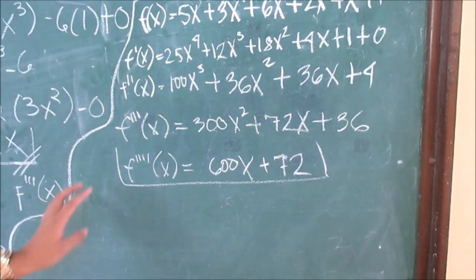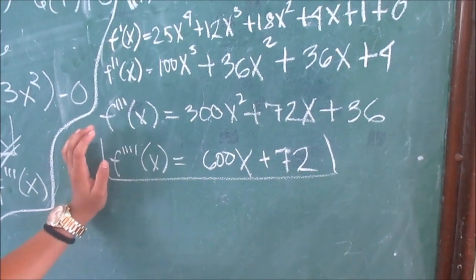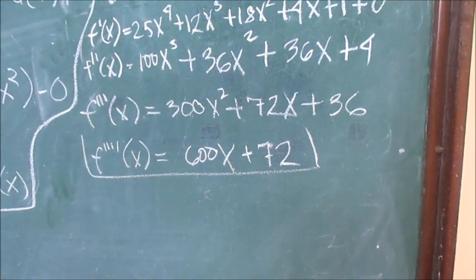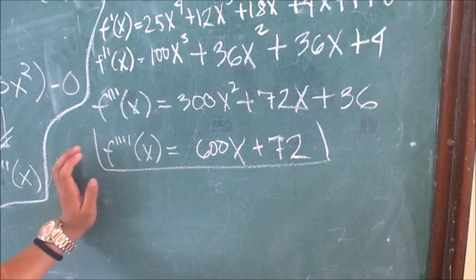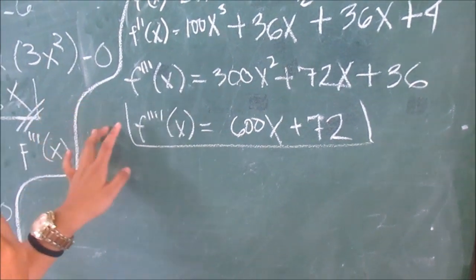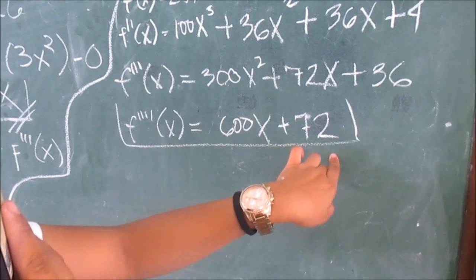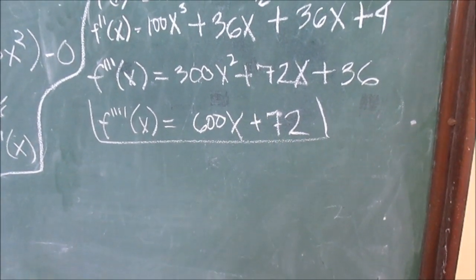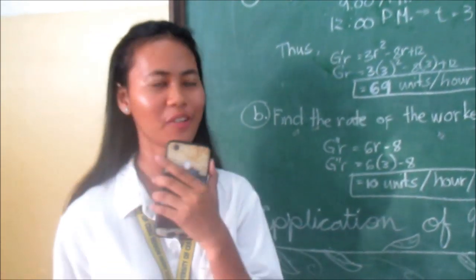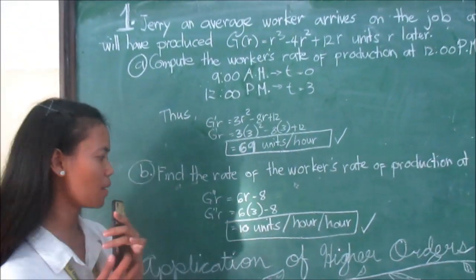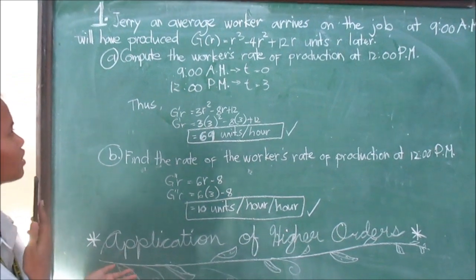So we're going to get the derivatives of this by differentiating it. So 600x plus 72 is the final answer. We already know the background of higher order derivatives, and now we will proceed to application of higher orders.